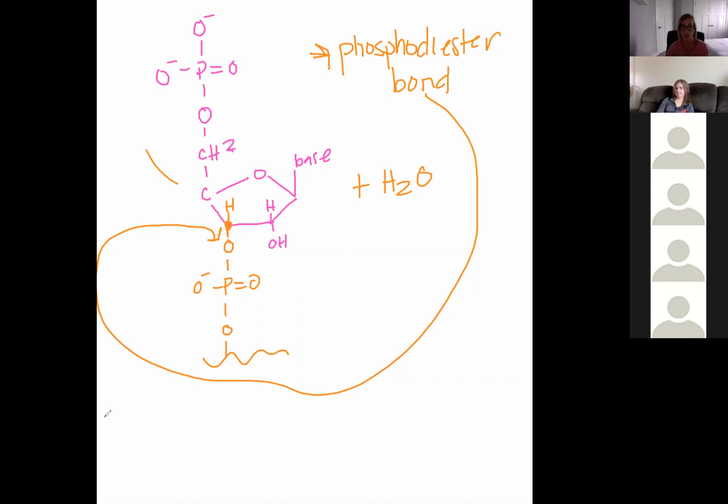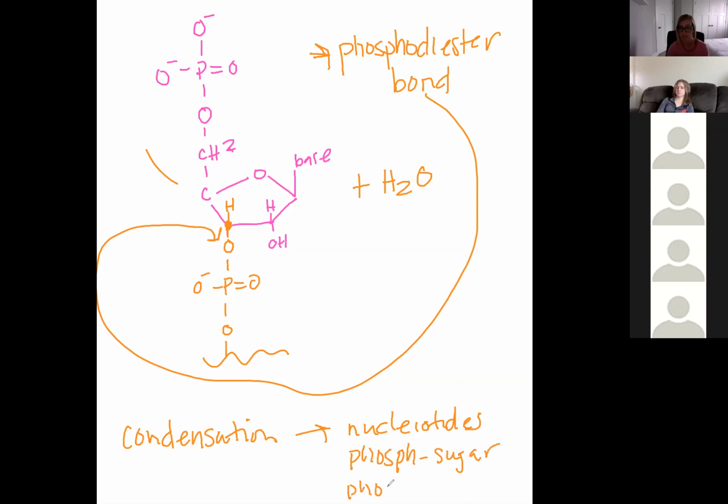So the bonding, the joining, again, to reiterate, the condensation reactions in nucleotides can occur between the phosphate and the sugar, and we call those phosphodiester, and then they form a phosphodiester bond. That's the bridge that you need to take away. This is the takeaway message.